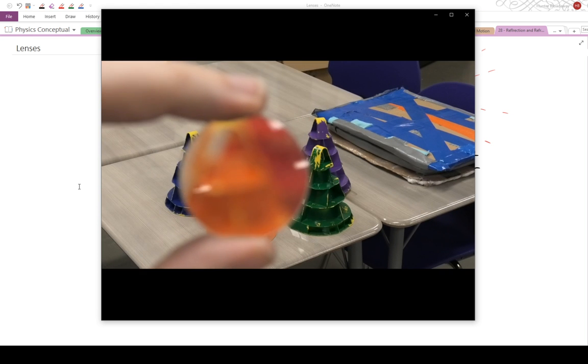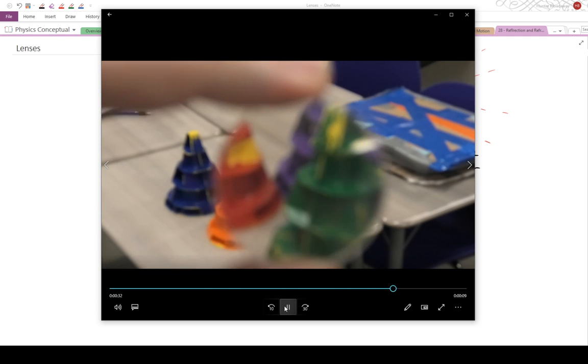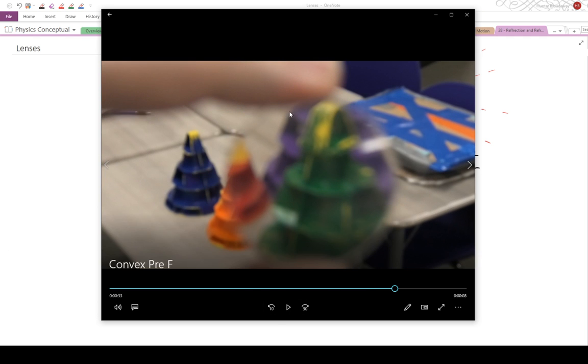So the image produced by a convex lens before the focal point is going to be larger. I can't really seem to get that focal point with this lens. It's a really small lens, so it's hard to get it to work. You can see the original size of the cone, and here's the image size of the cone. So whenever you use a convex lens before the focal point, it gets larger.